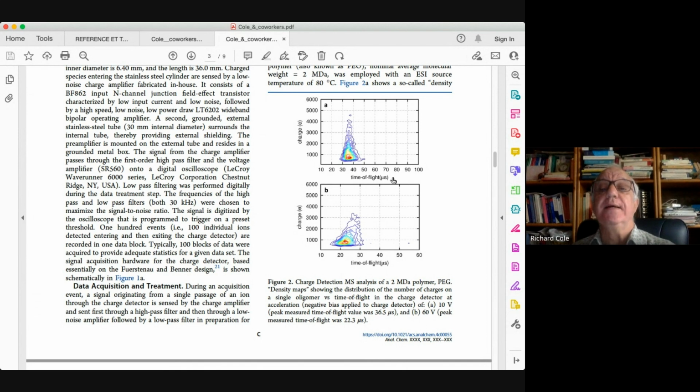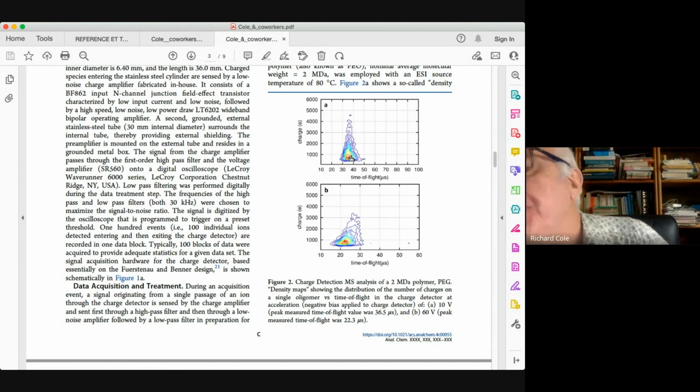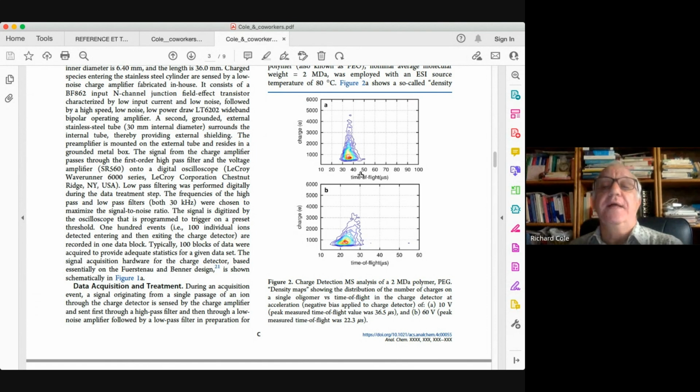Our challenge though is we need to be able to convert our time of flight scale here, residence time in the charge detector, to a mass to charge scale. In general, time of flight here scales in the same direction as mass to charge. So species that take a longer time of flight are going to be of higher mass to charge values. The species that exit more quickly to the left, those are going to be lower mass to charge species.